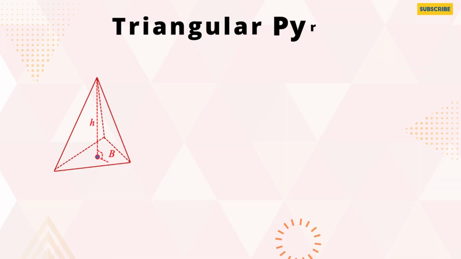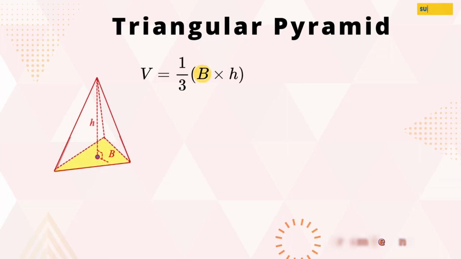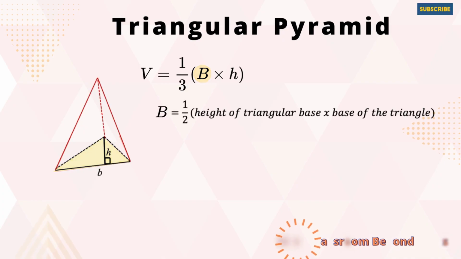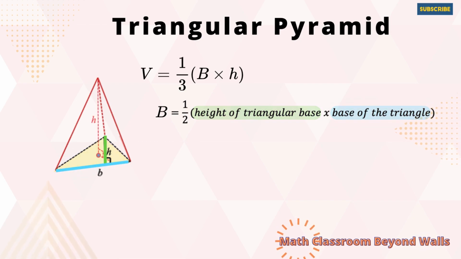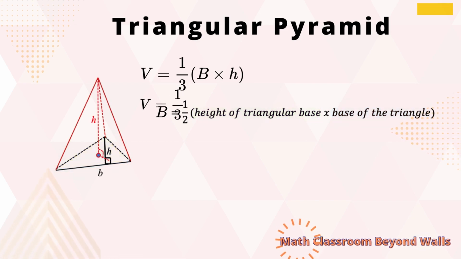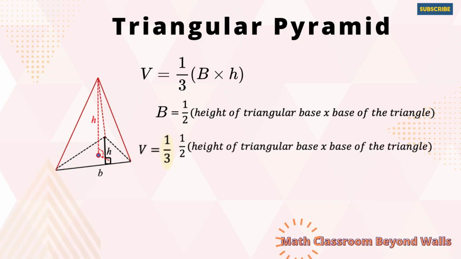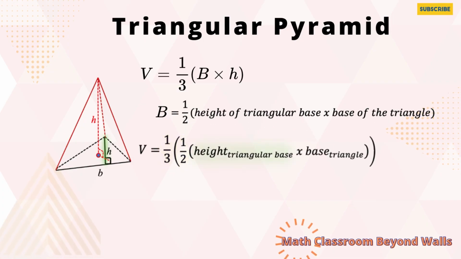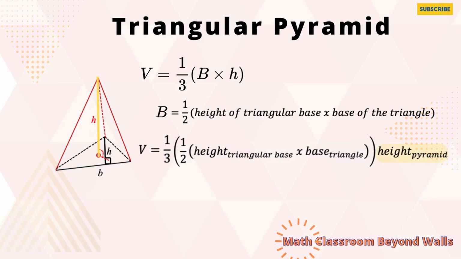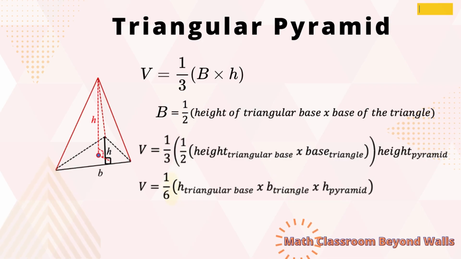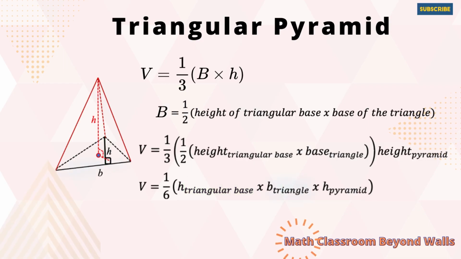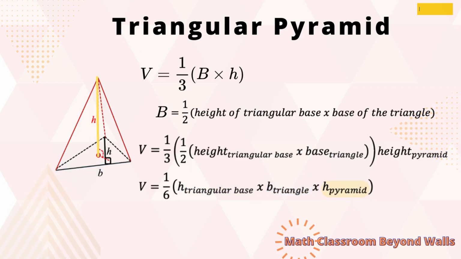If the pyramid is a triangular pyramid, B is the area of the triangular base, which is 1/2 the product of the height of the triangular base and the base of the triangle. Thus, the volume of the triangular pyramid becomes 1/3 times 1/2 the product of the height of the triangular base and the base of the triangle times the height of the pyramid. Multiplying 1/3 and 1/2 gives us 1/6. Thus, the volume is 1/6 the product of the height of the triangle, the base of the triangle, and the height of the pyramid.